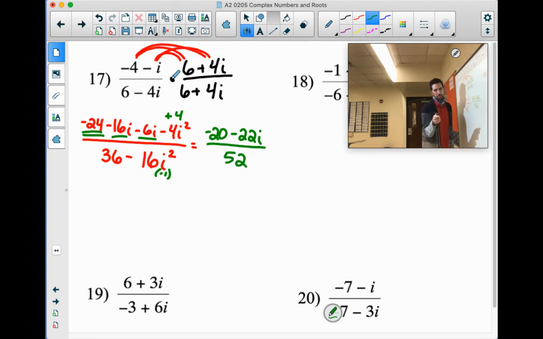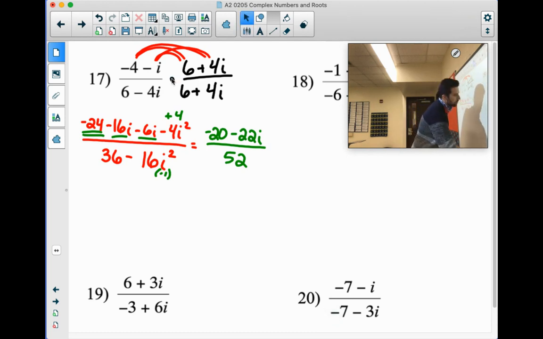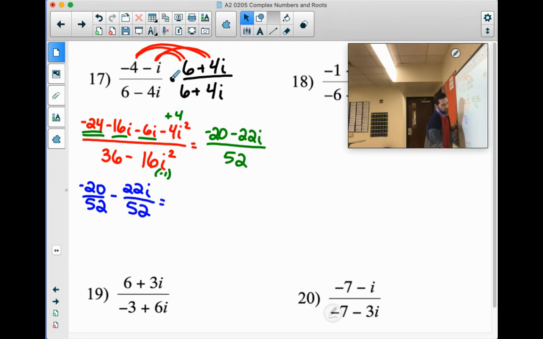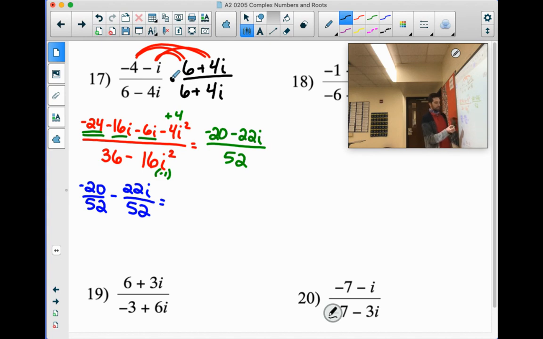Now, we can simplify this. So think of negative 20 over 52, and 22i over 52. And we can simplify those because they're both even. So 20 and 52 are both divisible by 4. So it would be negative 5 over 13.